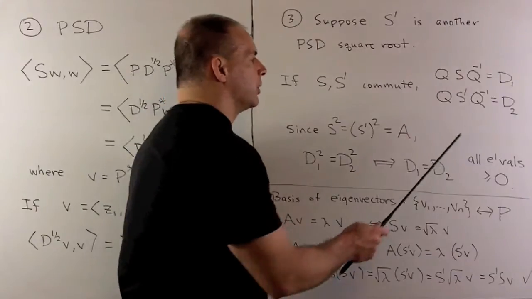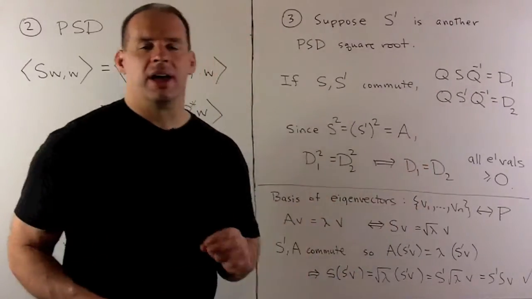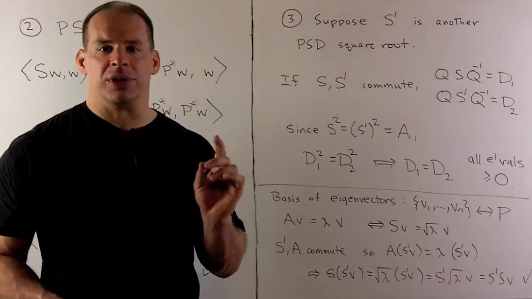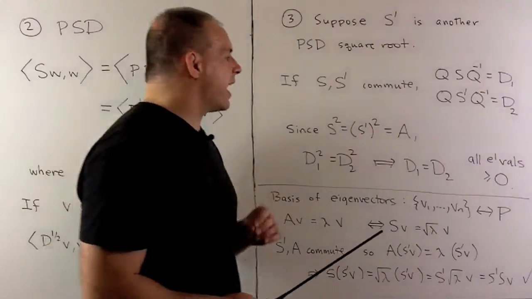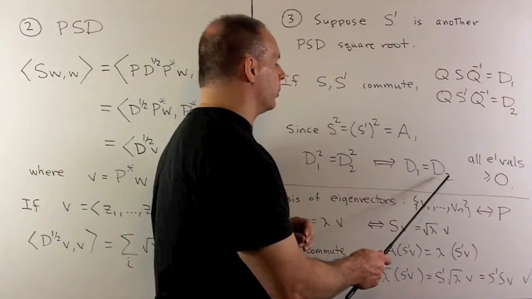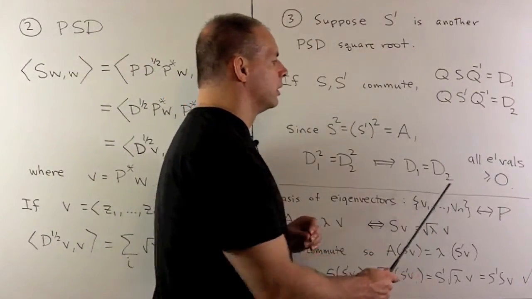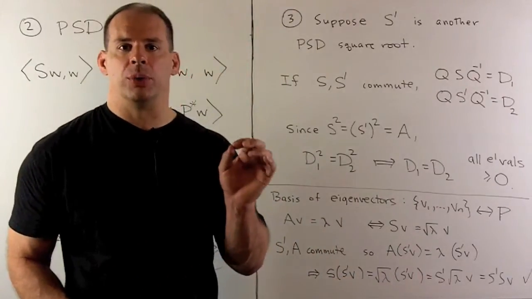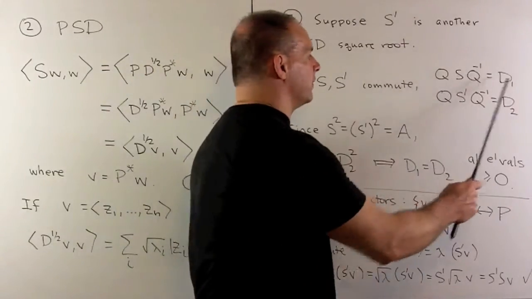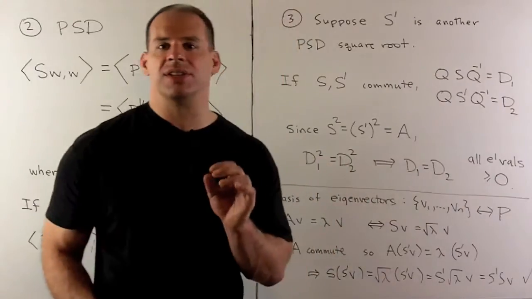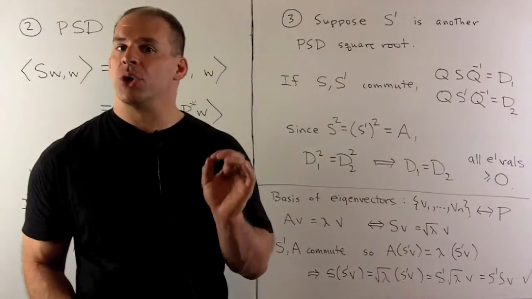Now, because D1 and D2 have diagonal entries all greater than or equal to zero, we'll have to have that D1 is equal to D2. If we push the Q and Q inverse to the other side on each of these, we'll have that S is equal to S prime, and that shows our uniqueness.